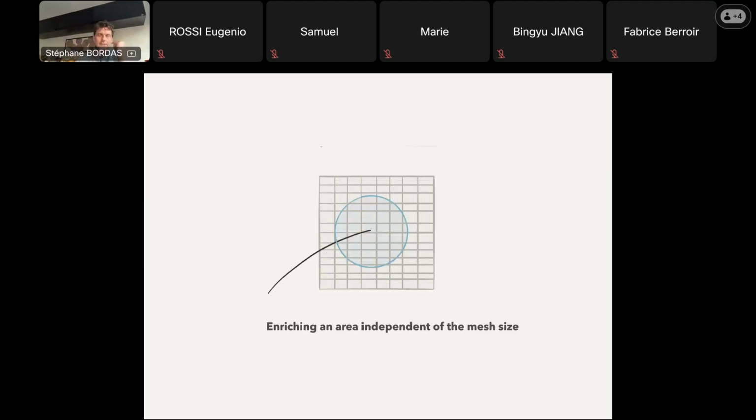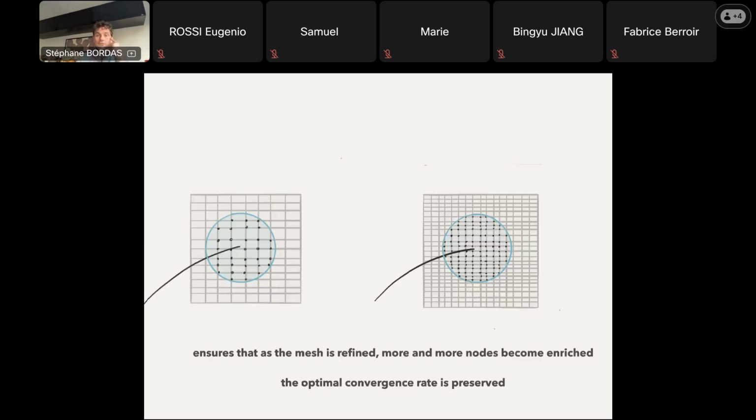This is becoming a little technical maybe, but it's quite trivial. You enrich an area which does not depend on the mesh size. This way, the area that you enrich, or the volume, is going to remain constant. And when you refine the mesh, all you do is you take into account more nodes. That's what you see here on that beautiful graph, right? So now you are in a case where on the left, you refine few nodes. On the right, you refine more nodes. And that allows to preserve the optimal convergence rate.